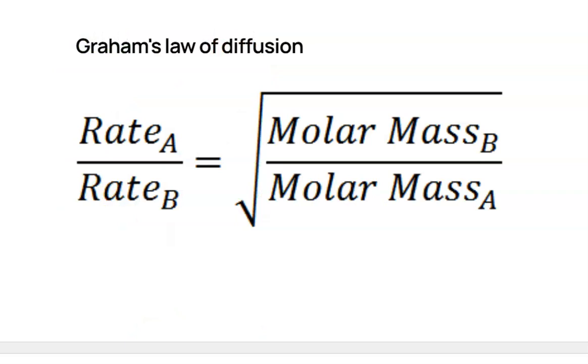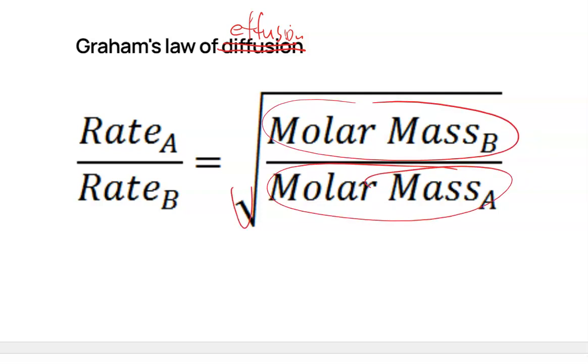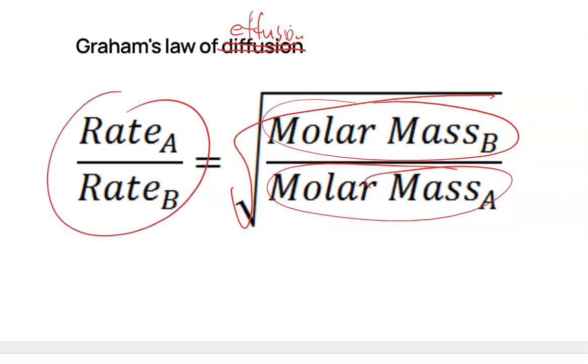Here's the math for Graham's law of diffusion. If they said effusion, you would just cross that out and say Graham's law of diffusion. It's the same thing mathematically. Now, when we calculate mass of one thing over the mass of the other and take the square root, we end up with one number, like 1.41.